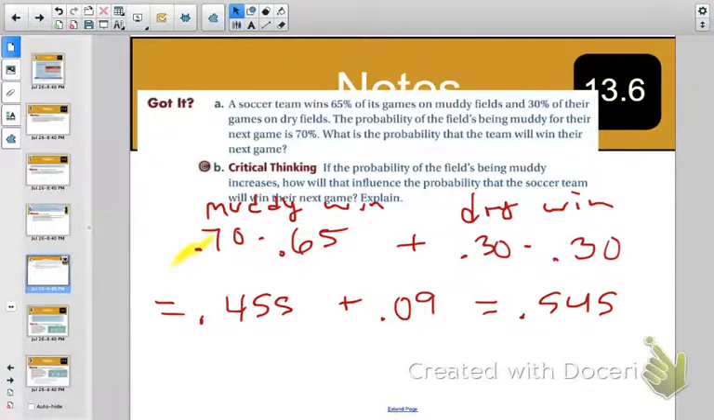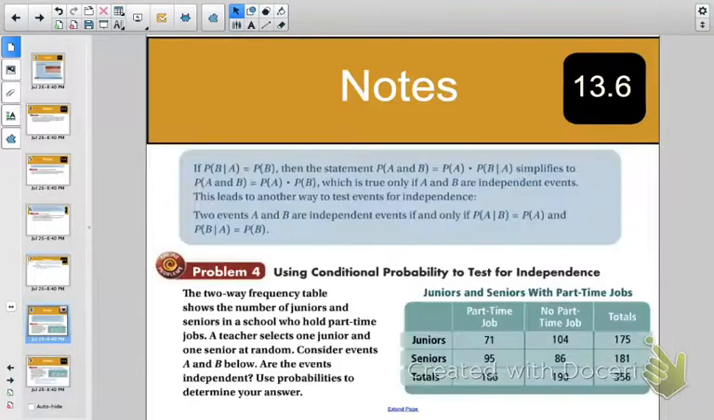Okay, if the probability of the field being muddy increases, how will that influence the probability the soccer team wins their next game? Well, you can see that they win more frequently on muddy fields, so if the probability of it being muddy increases, then their winning probability should increase.